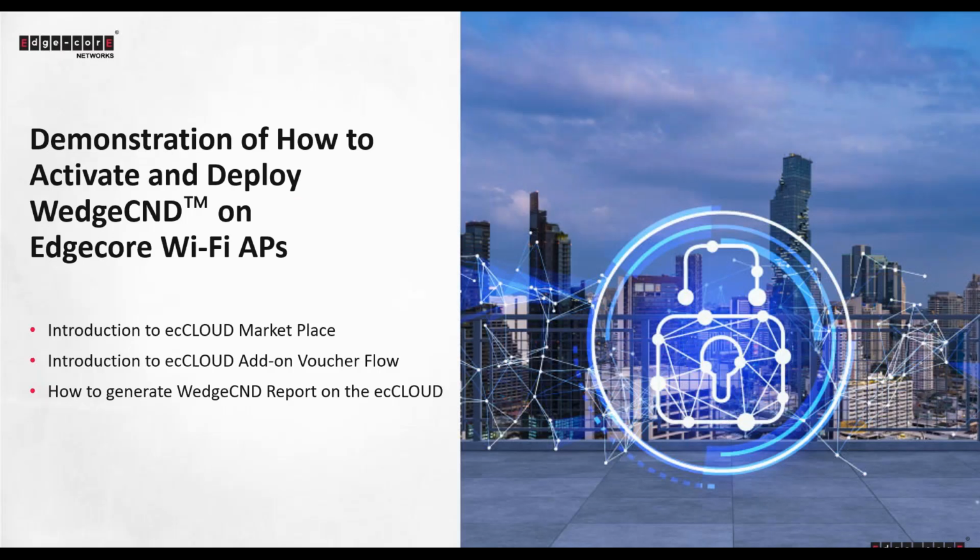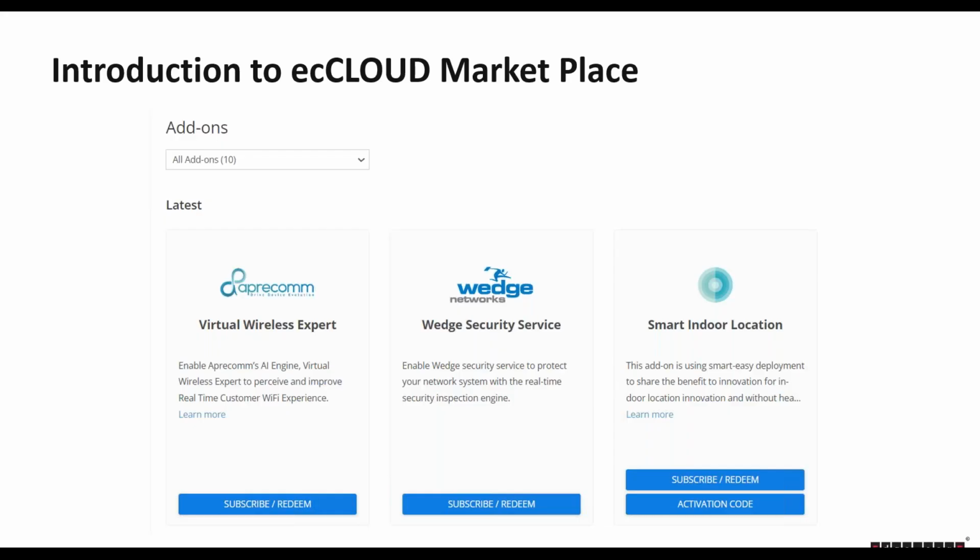Okay, let me show you how to activate and deploy Wedge CND on the access point. This is the ecCLOUD add-on marketplace. You can see that now we have several add-on services, and we just showed the latest launched solutions.